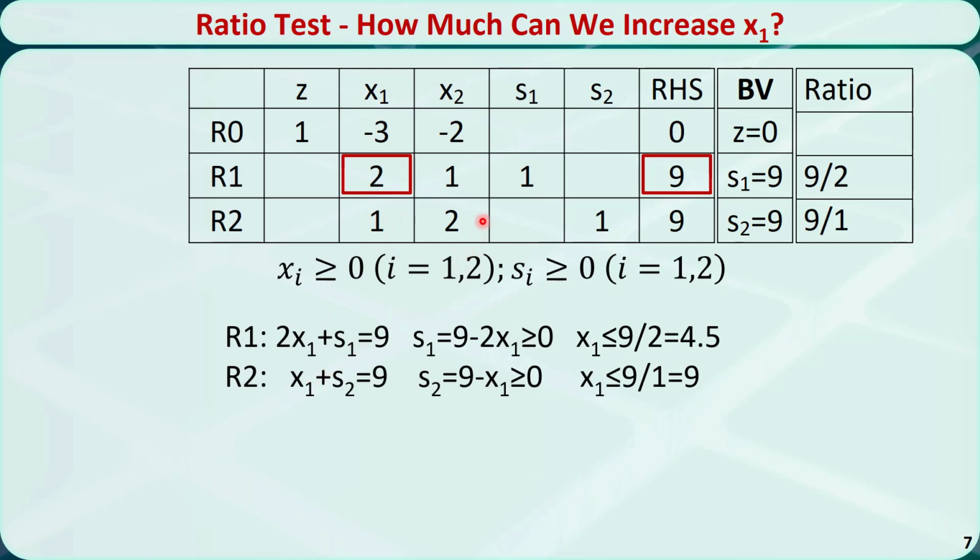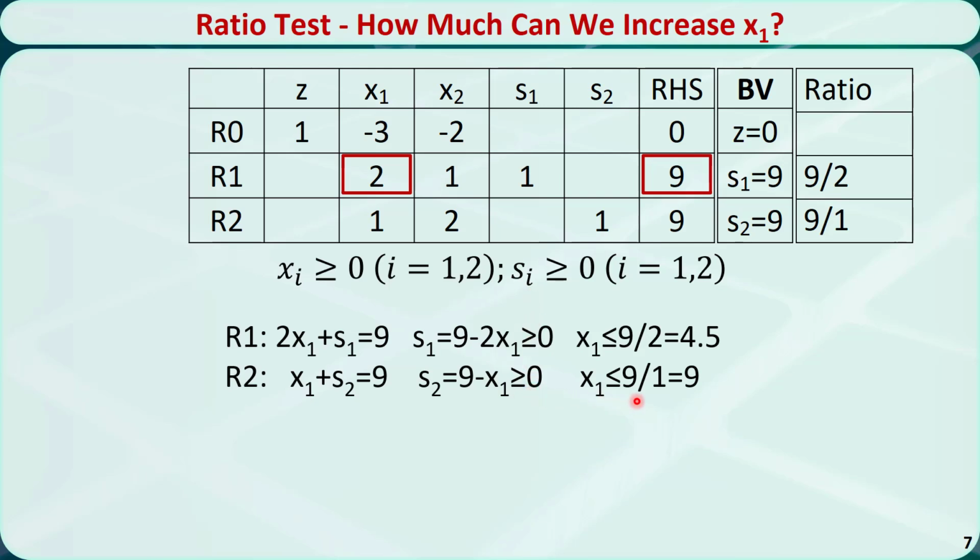x2 is still a non-basic variable, so its value is 0. s1 has a coefficient of 0, so we don't have it in this equation. s2 is a basic variable, so we put it here. The right-hand side is 9. We rewrite this equation by moving x1 to the right-hand side. We have s2 equal to 9 minus x1. Due to the sign restriction, s2 is greater than or equal to 0.